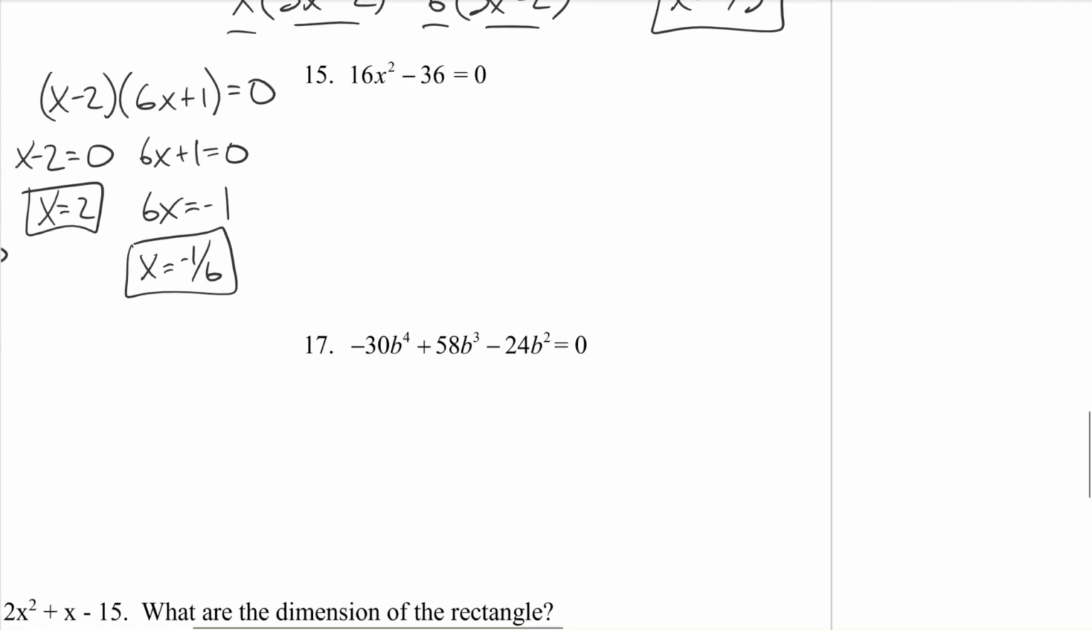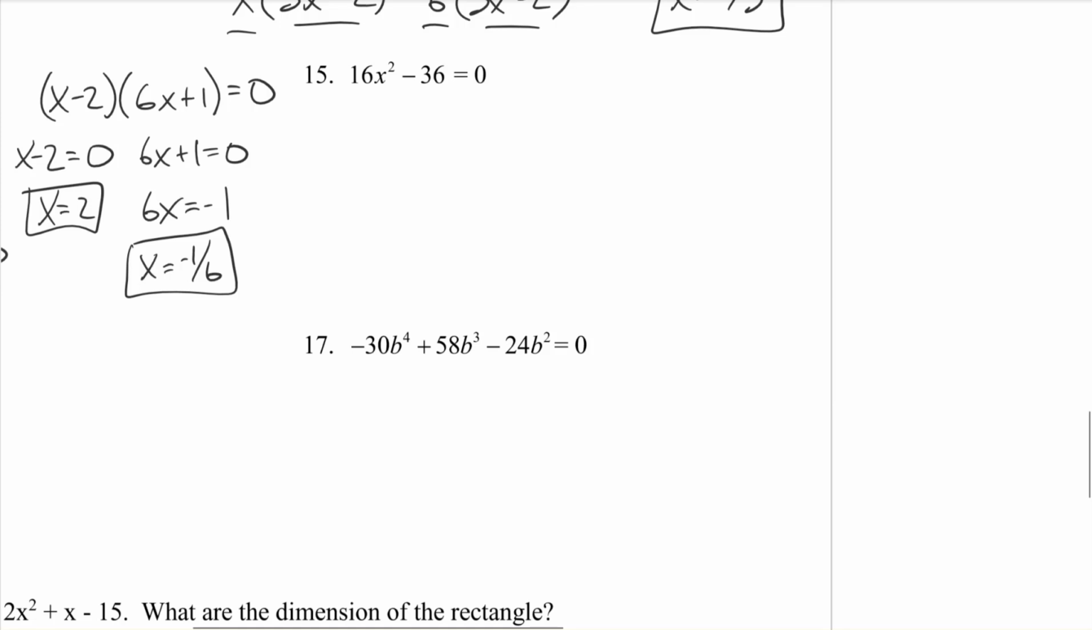15. Do I have a perfect square? Are they separated by a subtraction sign? Yes. First, can I take out a greatest common factor? Yes. Let's factor out a 4 first.